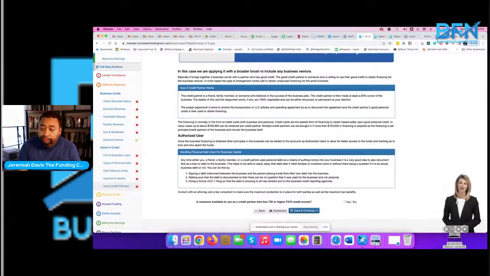There are many creative ways to structure the credit partner agreement. You should consult with an attorney and a tax consultant to make sure the maximum protection is in place for both parties, as well as the maximum tax benefits.